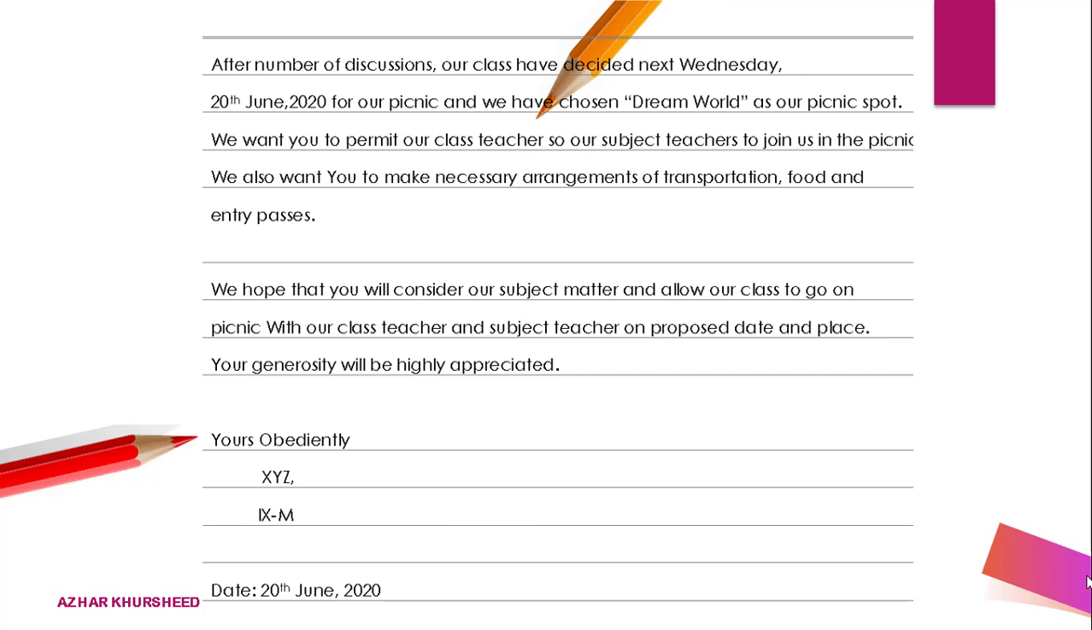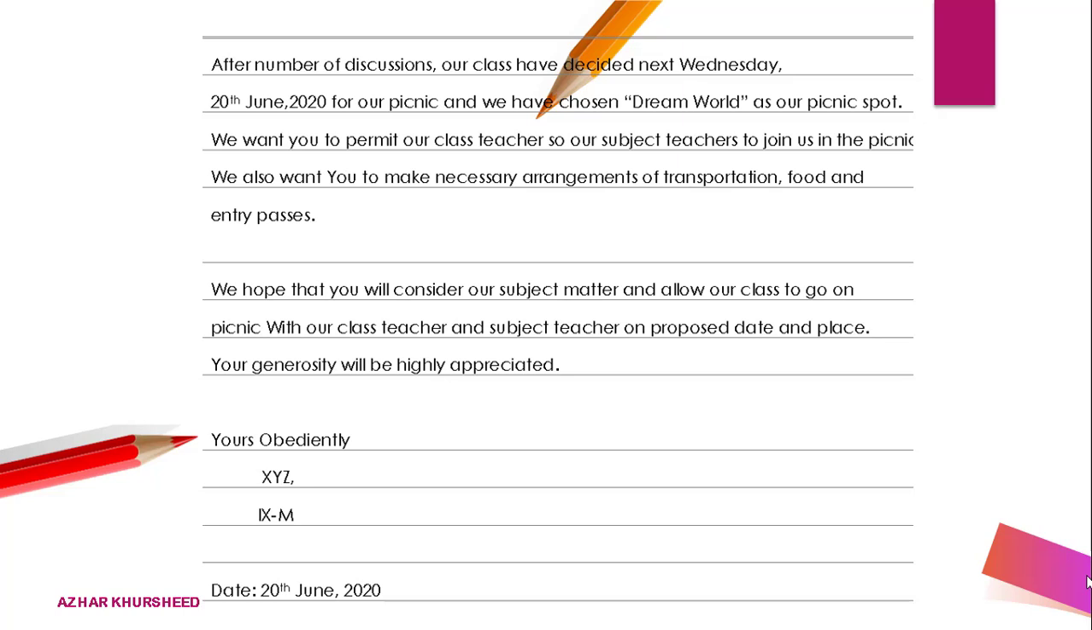Then comes the second paragraph. After a number of discussions, our class has decided on next Wednesday, 20 June 2020, for our picnic, and we have chosen Greenville as our picnic spot. We want you to permit our class teacher and our subject teachers to join us in the picnic. We also want you to make necessary arrangements for transportation, food, and entry passes.